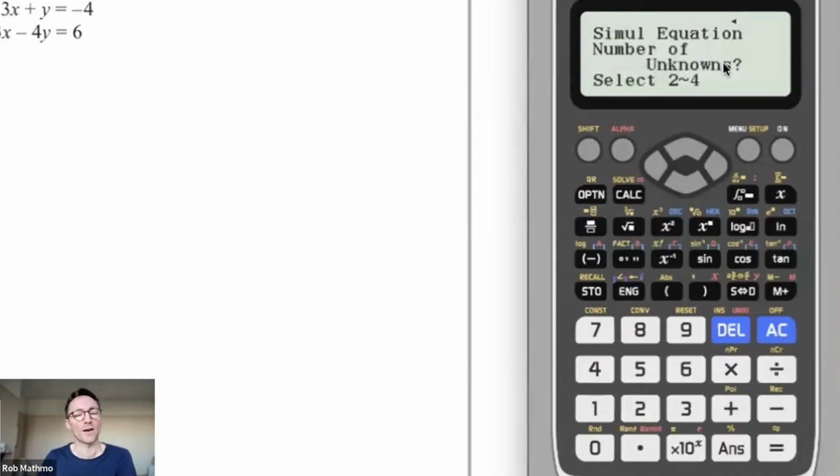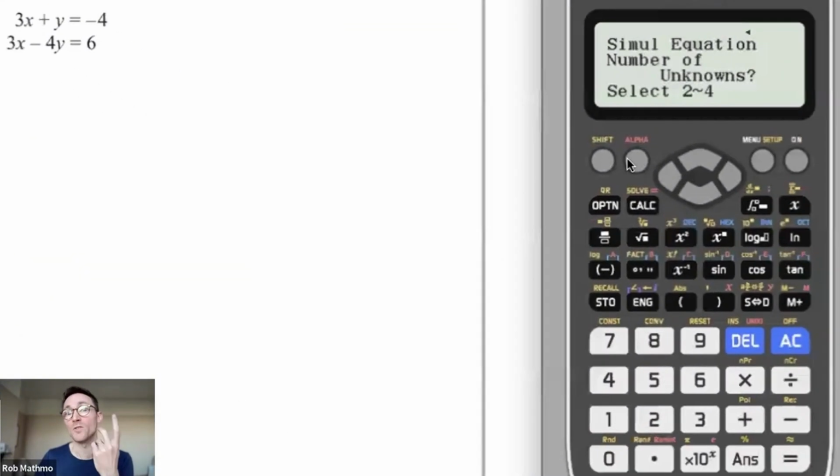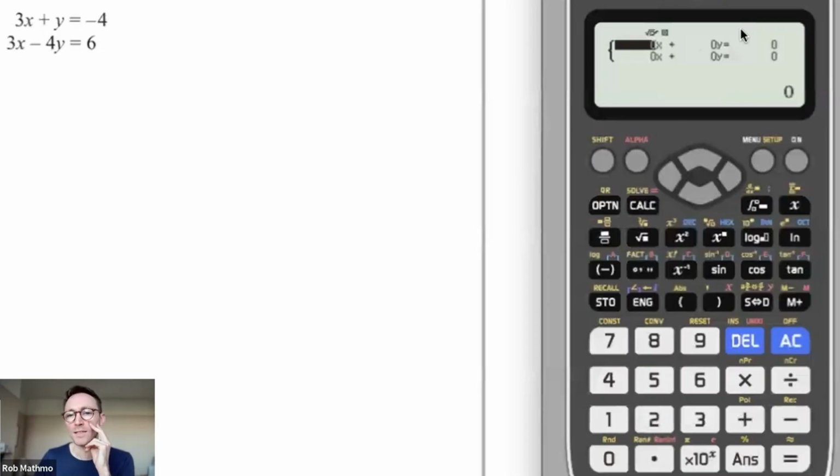Number of unknowns. Now, for your GCSE paper, the answer to this is always going to be 2. You don't really need to think about that. Unknowns basically means the number of letters. You've got an X and you've got a Y, and you don't know what they are, so they're unknown. So you hit 2 there. And do you see this, right? I don't know if this is blowing people's minds. You can just type this straight in and it tells you the answer.